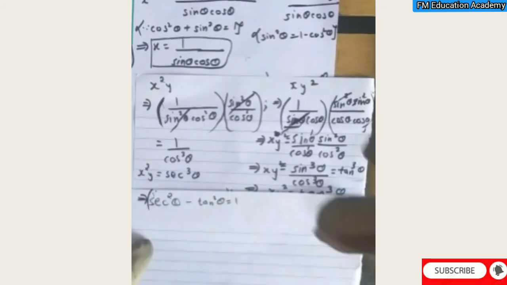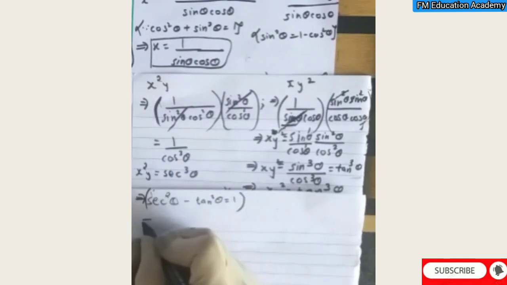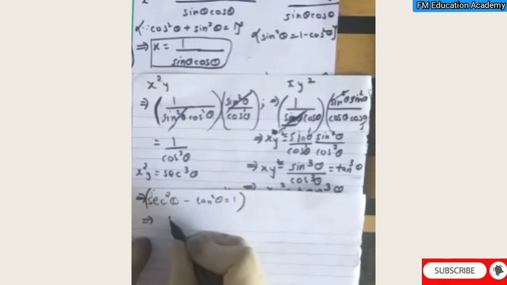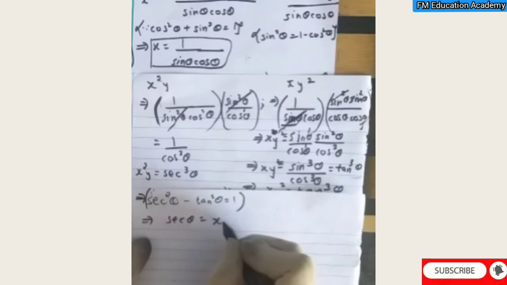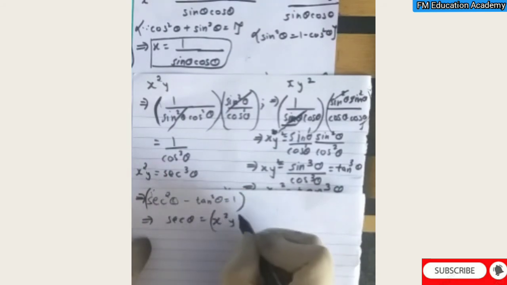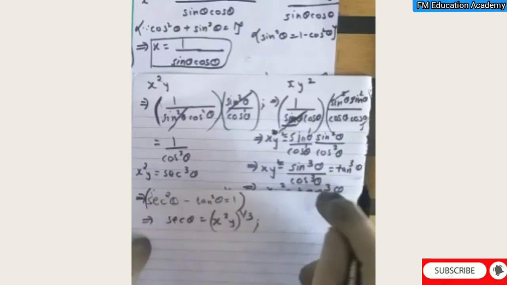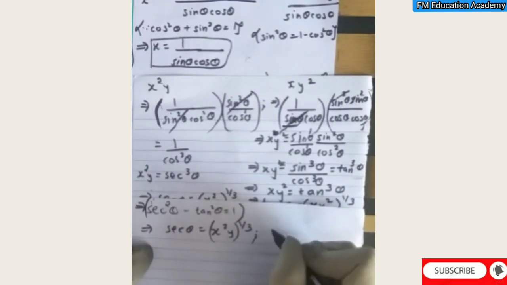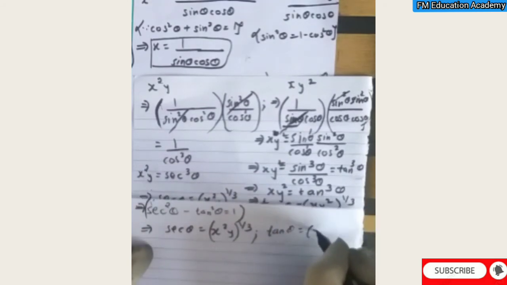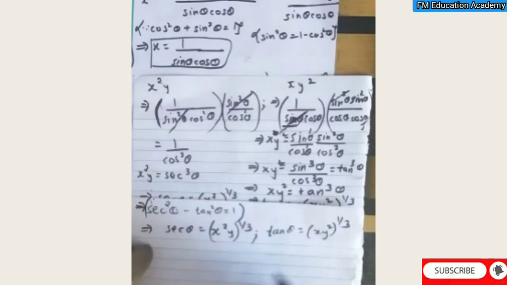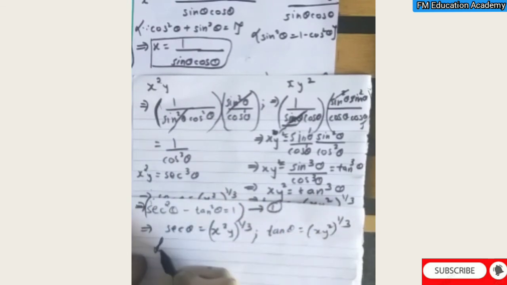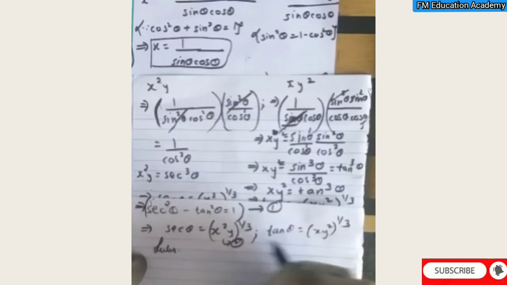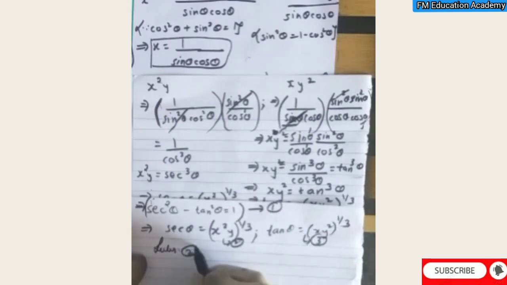We'll use this analogy, but before that, see here, x square y is equal to secant cube theta we have. So we want secant theta, which means secant theta is equal to x square y as it is. Power 3, if it goes outside, becomes whole power 1 by 3. Similarly here we have xy square is equal to tan cube theta. So we want tan theta from here. So tan theta is equal to xy square as it is. Whole power 3, if it goes outside, becomes whole power 1 by 3. Now we'll substitute in this identity in equation 1. Let this be equation 2, let this be equation 3. So we'll have to substitute equation 2 and equation 3 in equation 1.